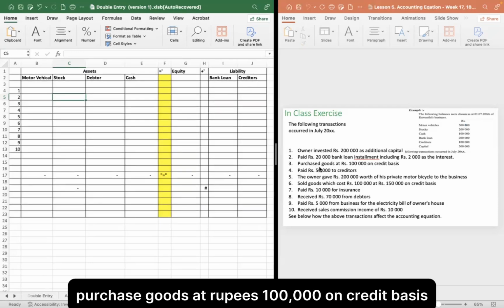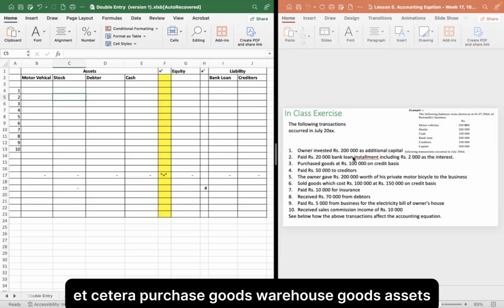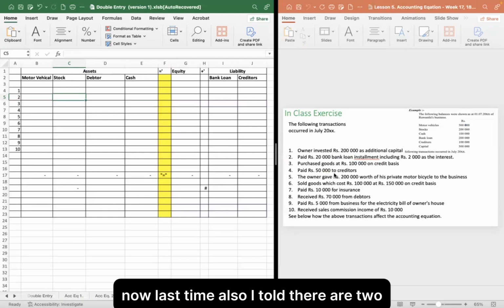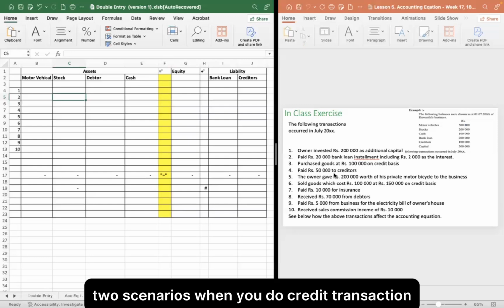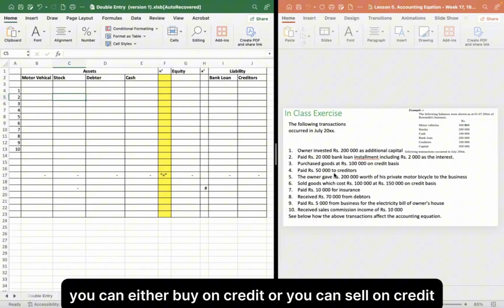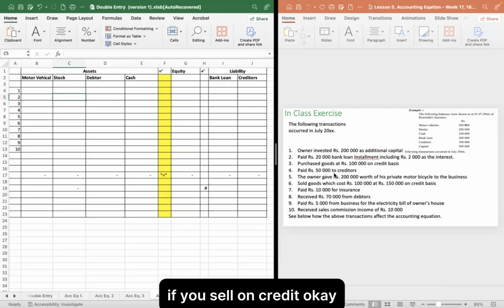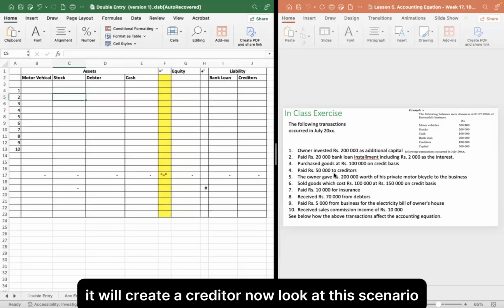Then it says purchase goods at rupees 100,000 on credit basis. එතකොට purchase goods කිව්ව ගමන් goods is an asset. Now, last time also, I told there are two scenarios when you do a credit transaction. You can buy on credit or you can sell on credit. If you sell on credit, it will create a receivable or a debtor. If you buy on credit, it will create a creditor.